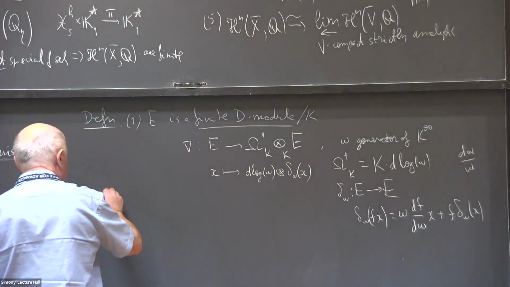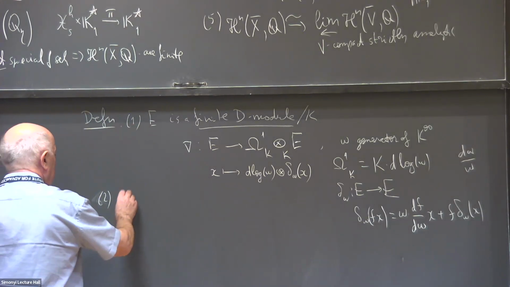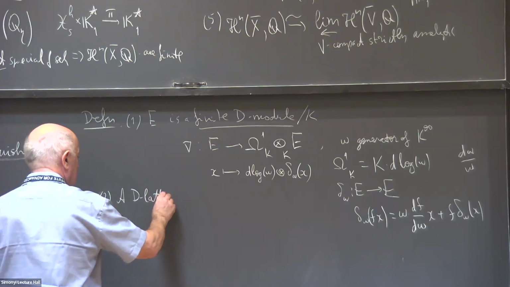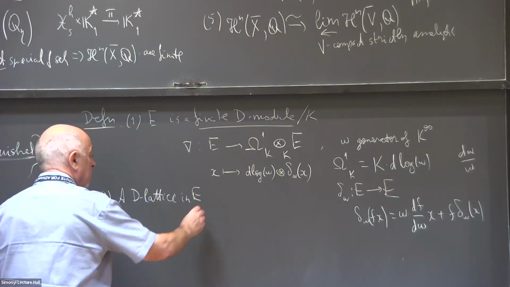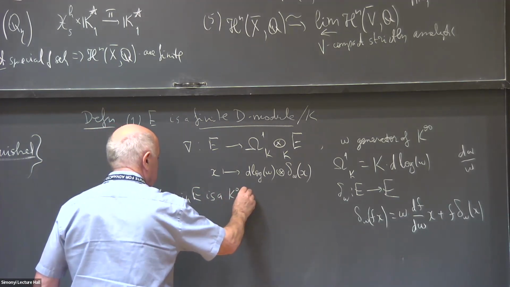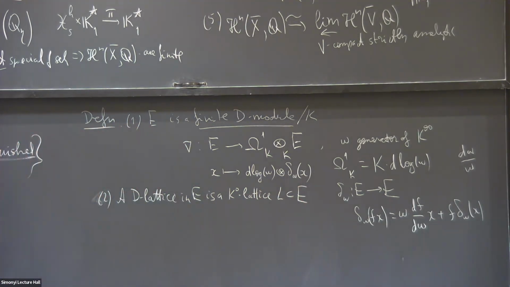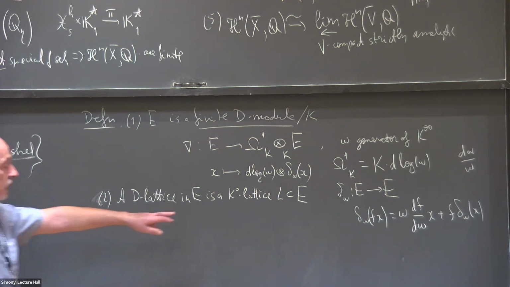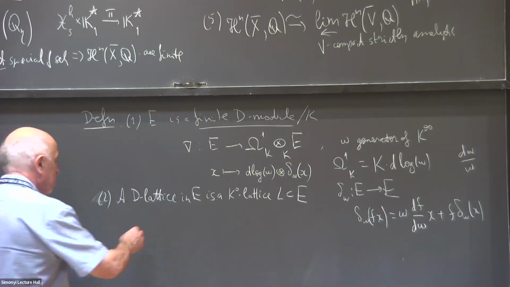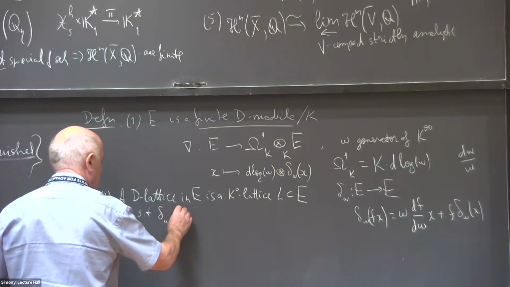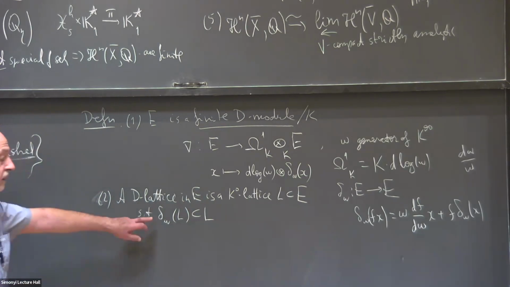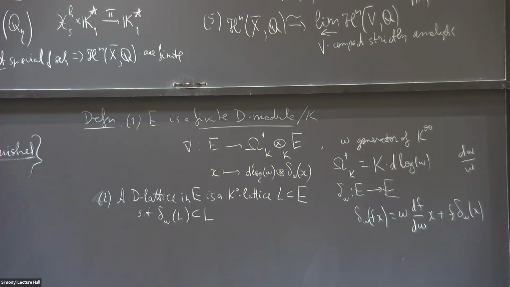Now, if we have the second definition, a D-lattice in E is a lattice. This means a free module of maximal rank in E, which generates E, such that dϖ of F is preserved by this operator. And so, in fact, one can easily show that it doesn't depend on ϖ. One can write it like a connection with logarithmic differential method.